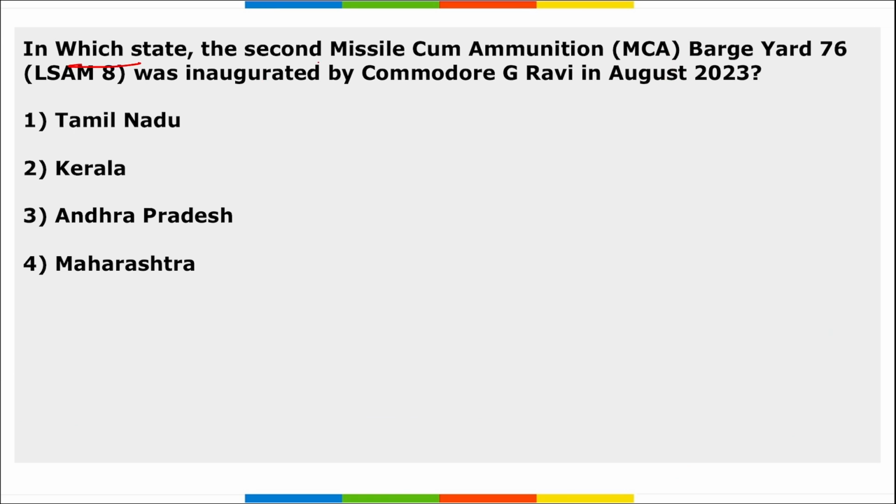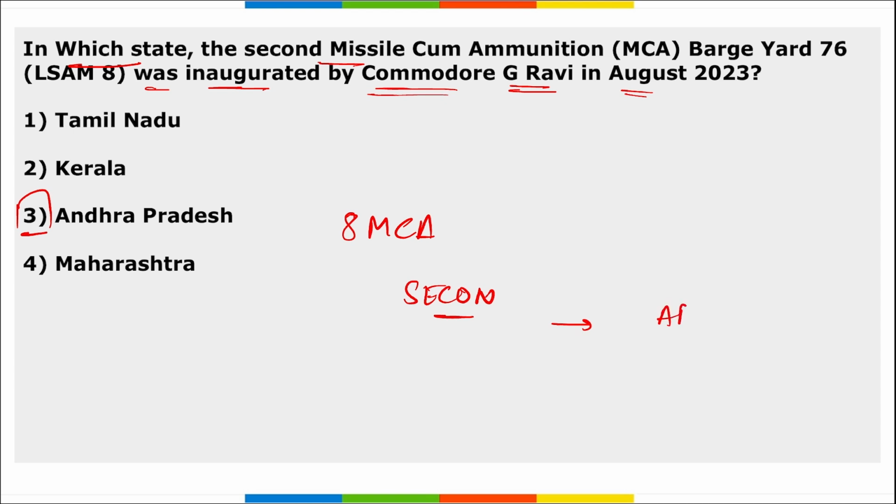Next, in which state was the second missile cum ammunition barge, yard 76, inaugurated by Commander G. Ravi in August 2023? So where was this inaugurated? It was inaugurated in Andhra Pradesh. Correct? Important: the contract is for constructing 8 missile cum ammunition barges with Seacon Engineering Projects Limited, in line with Atmanirbhar Bharat, that is the Make in India initiative.